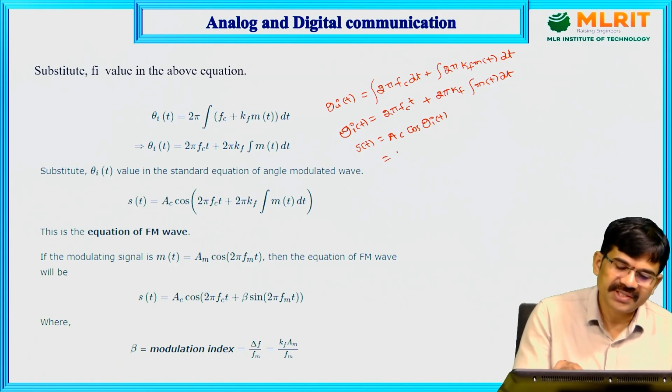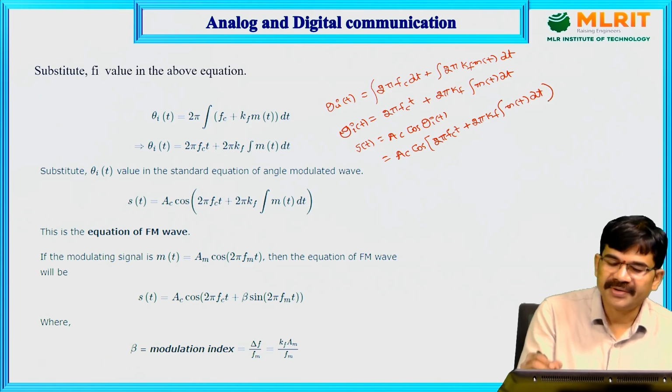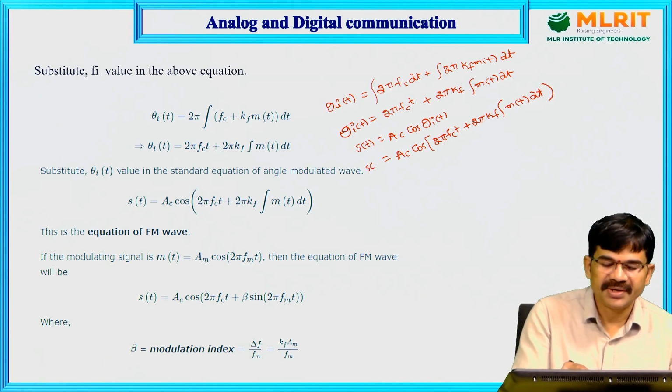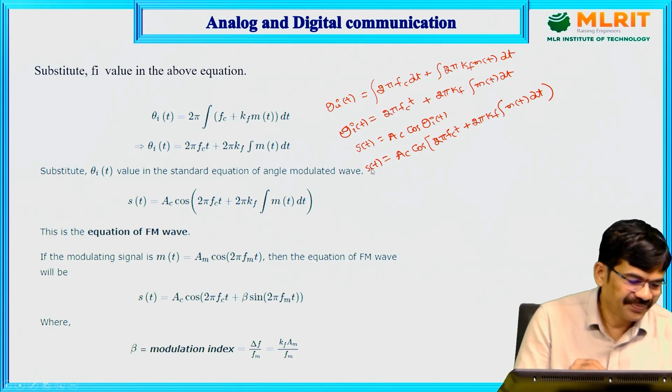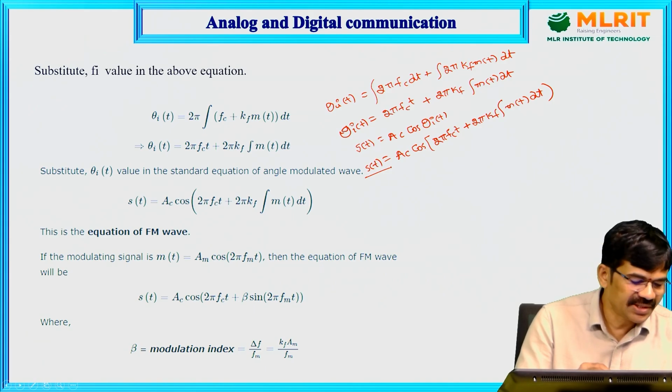If we substitute theta i of t, S of t is Ac cos of 2 pi fc t plus 2 pi kf integral m of t dt. That is the S of t expression. This is the equation of the FM.